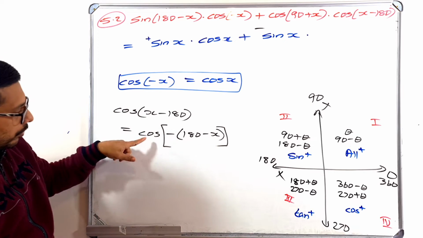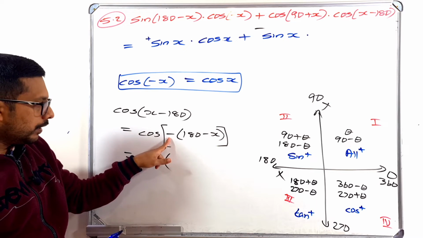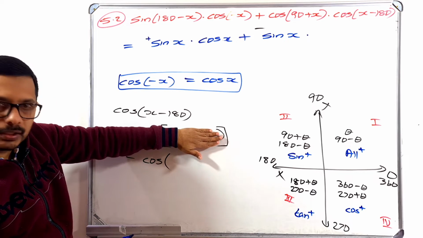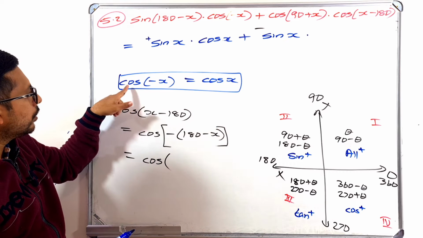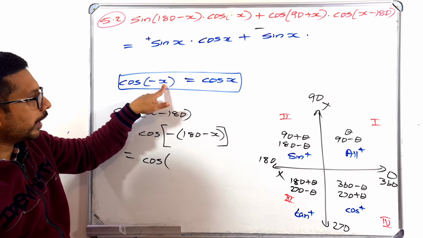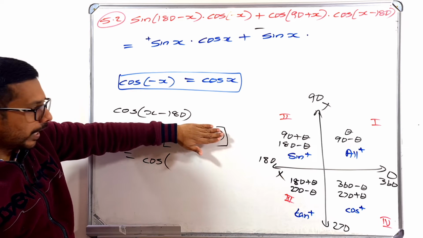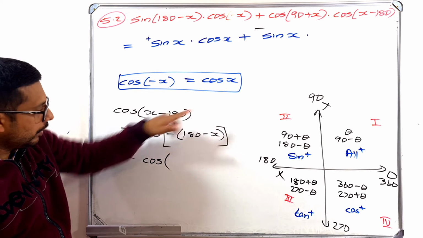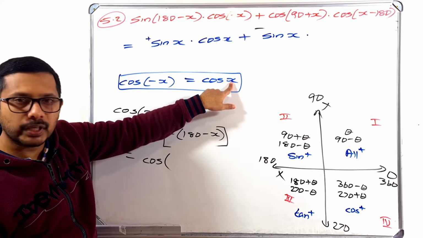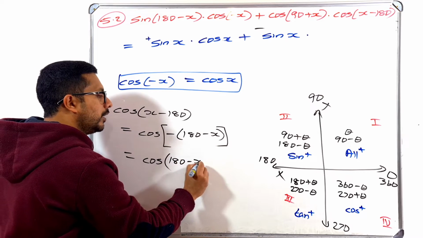Okay, so now look at this one. This one is cos of minus of an angle. 180 minus x is an angle, so it is cos of minus of 180 minus x. Here, x stands for an angle. Cos of minus of an angle is cos of that angle. So here, the angle is 180 minus x. So how can you write cos of that angle? It is cos of 180 minus x.